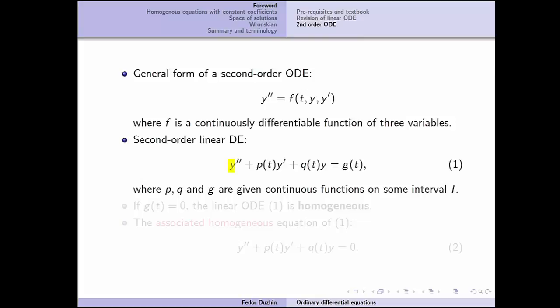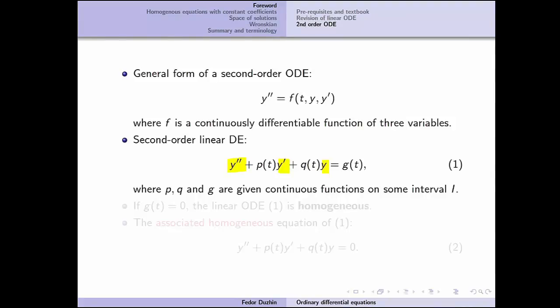So a linear second-order differential equation must be linear in the derivatives of the unknown function, right? So it is a linear expression in y prime and y double prime. But it may be a non-linear expression in terms of t, the independent variable.